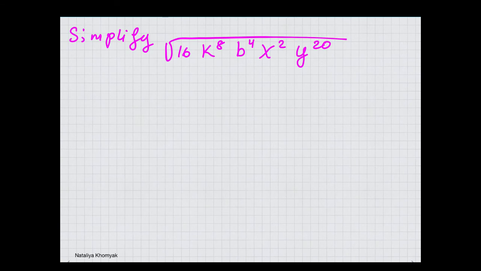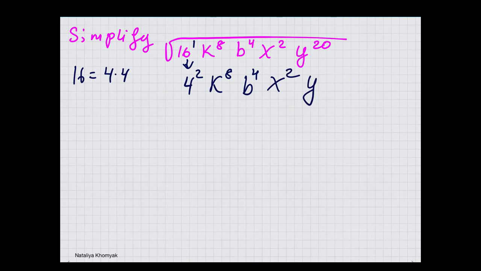Once again, here we have a number that is to the 1st power, but I know that 16 is 4 times 4. So I can say that 16 is 4 to the 2nd, k to the 8th, b to the 4th, x to the 2nd, y to the 20th. Now we can take the roots.